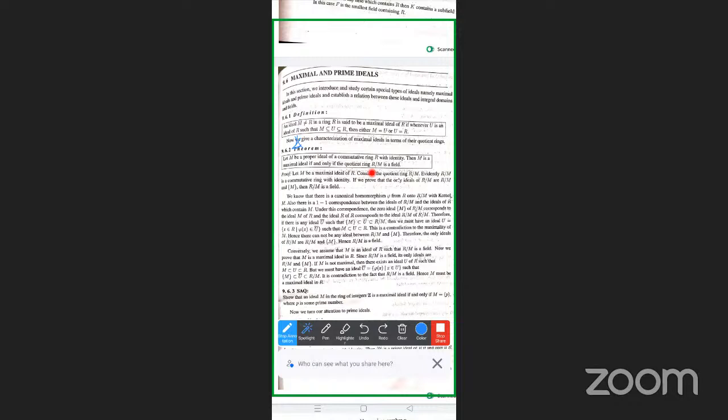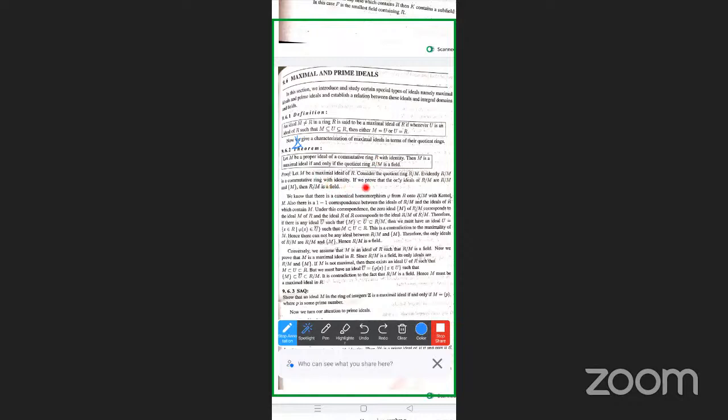So, to prove it, let M be a maximal ideal of R. Consider the factor ring R/M. Evidently R/M is a commutative ring with unity, because R is a commutative ring with unity, so R/M is also a commutative ring with unity.